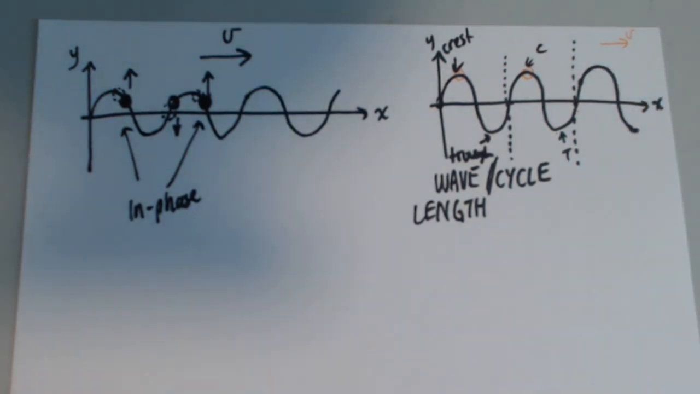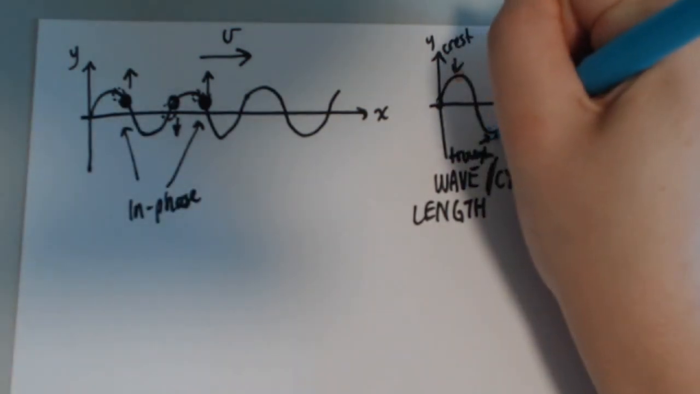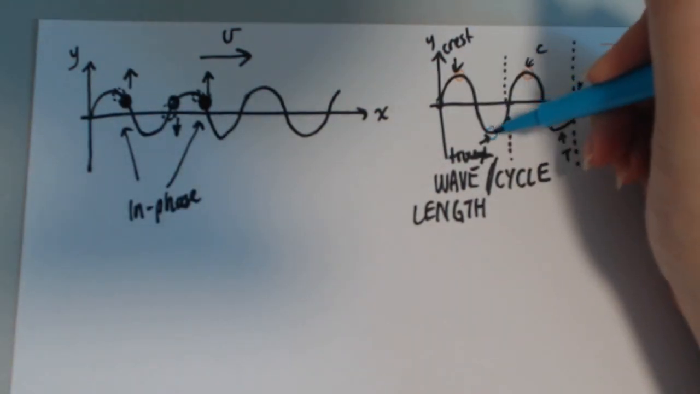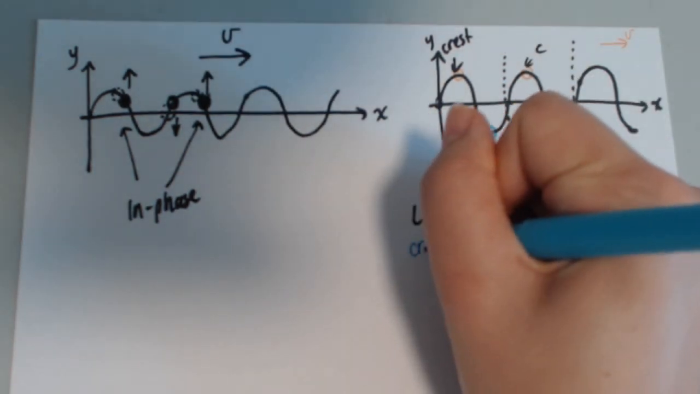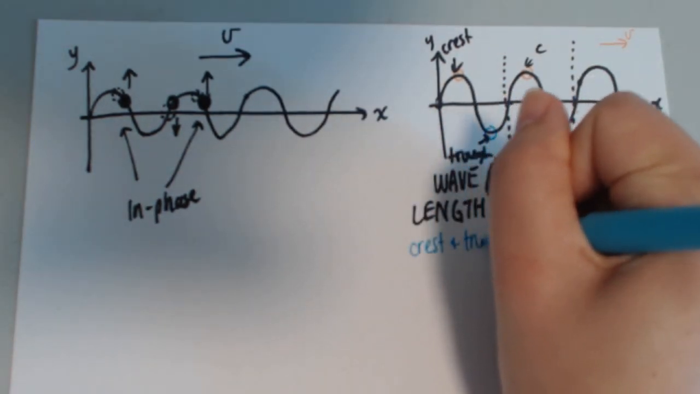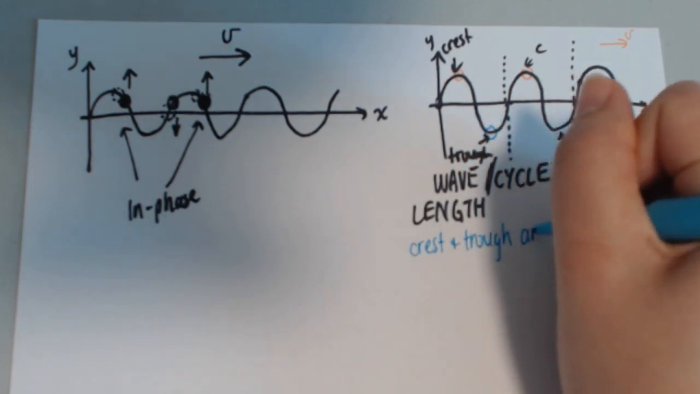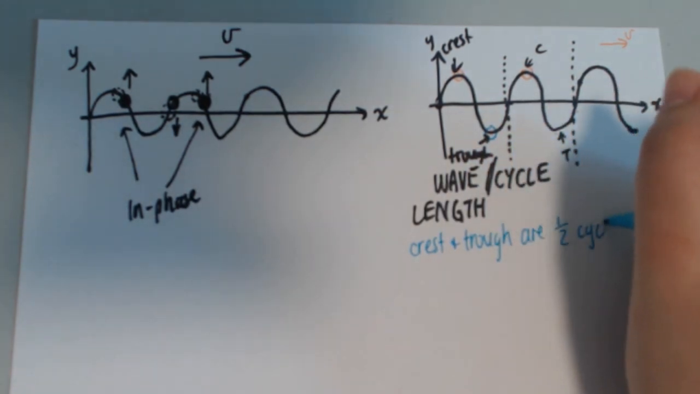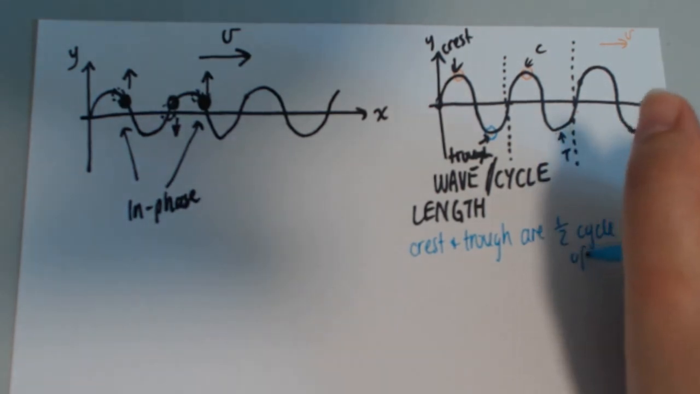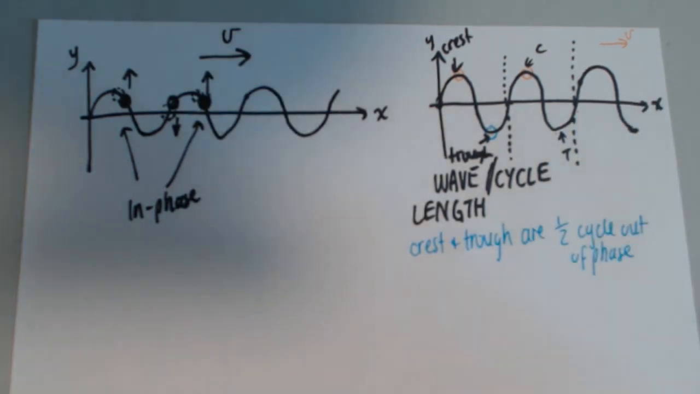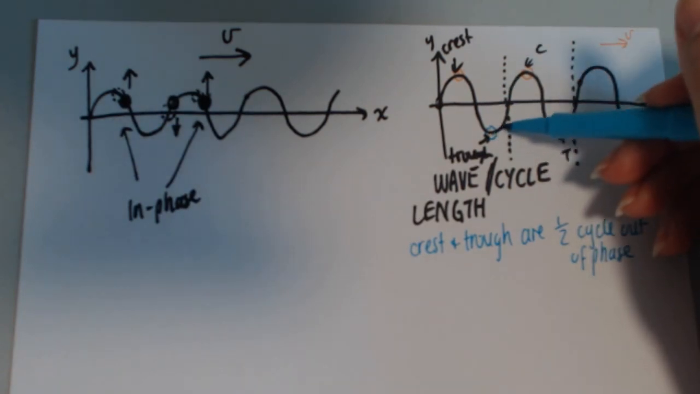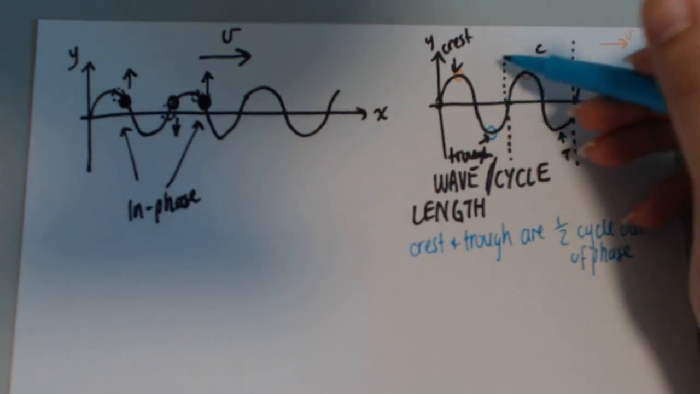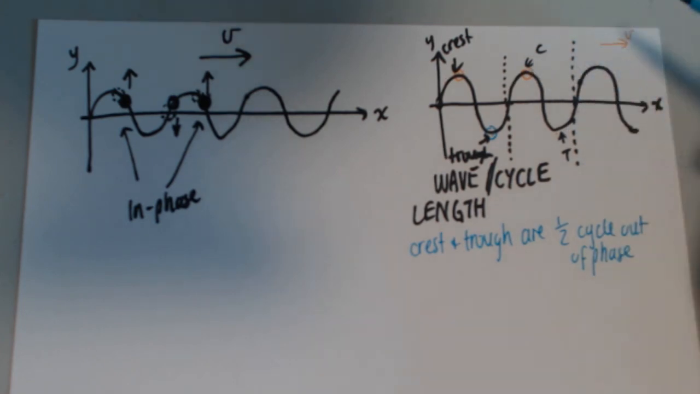Now, 2 things that are out of phase: if I take my crest and my trough, they are half a cycle out of phase. The reason for that is from the location of the trough, it will take half a cycle for it to get back in phase with the crest. So that's all it means.